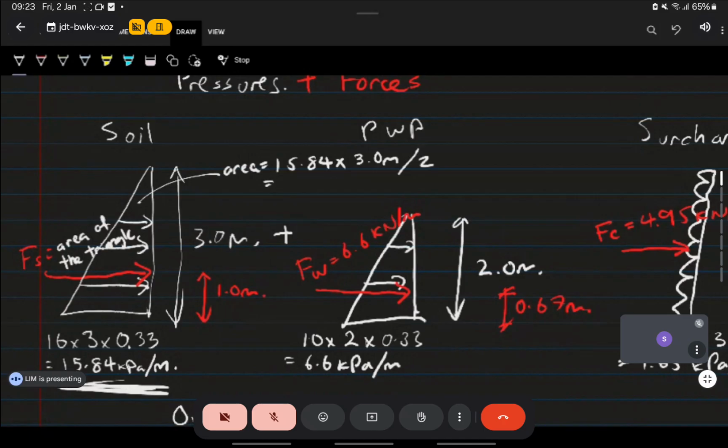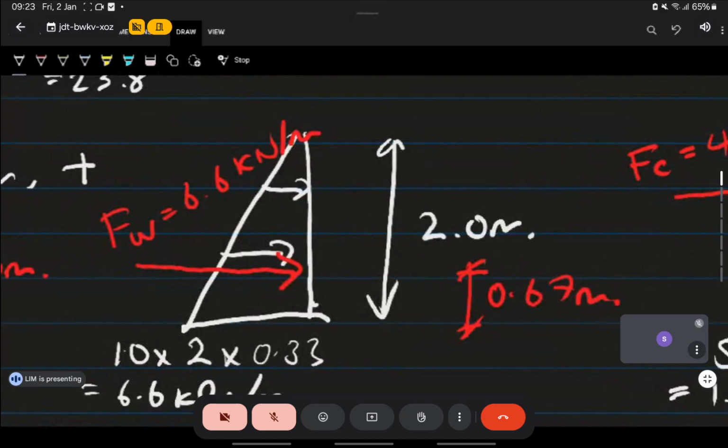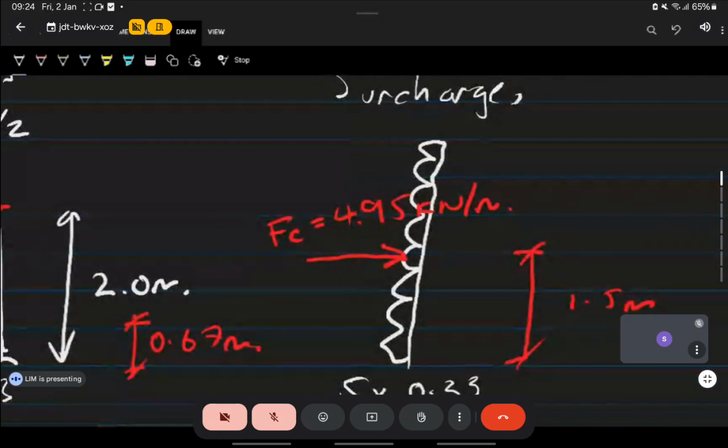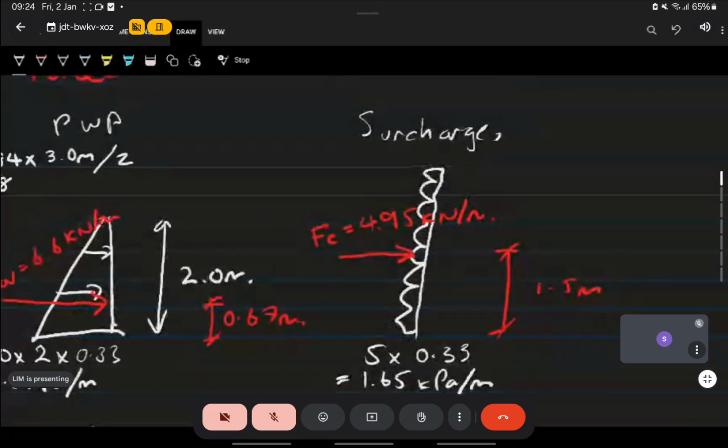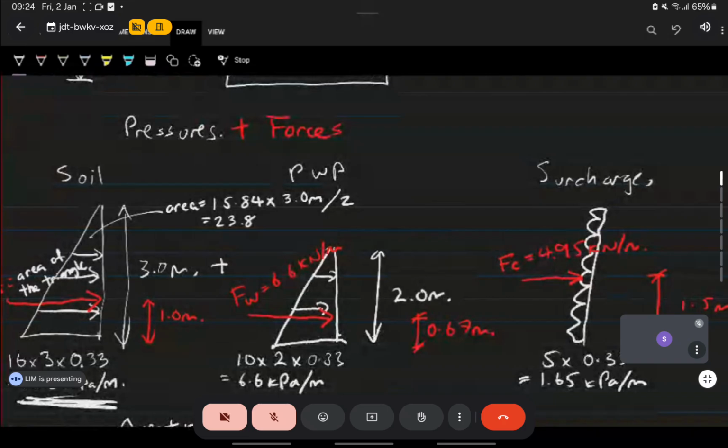Okay, so we try to do that. So I got 23.8. Okay. So Fs is the area of the triangle. Same as the pore water pressure, Fw is the area of that triangle. And then for the surcharge, it is the area of this rectangle. That's all. That's how I got it.